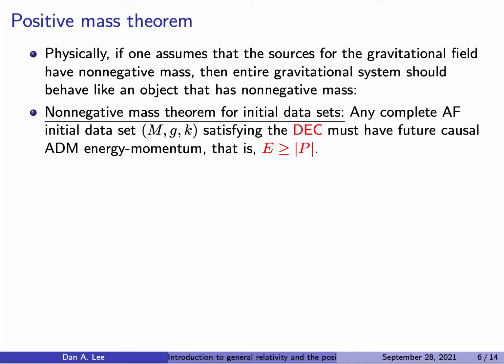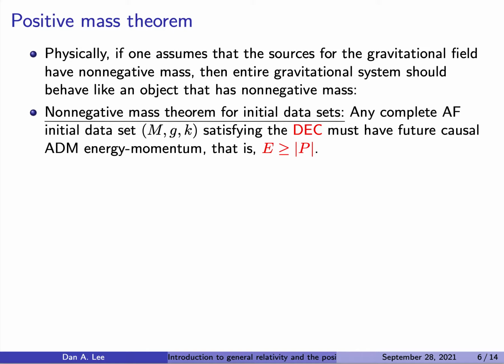This theorem is usually called, or is part of, the positive mass theorem. But I'm going to try in this talk to give very precise names to the theorems so that they precisely express what they mean. So I call this the non-negative mass theorem for initial data sets. It says that if you have any complete asymptotically flat initial data set satisfying the DEC, then it must have future causal ADM energy momentum. In other words, it must have well-defined mass. In this case, the way we define it, well-defined mass is the same thing as saying it has non-negative mass. So it says that E is greater than or equal to the length of P.